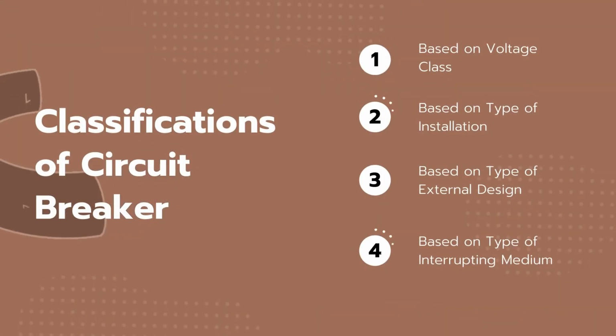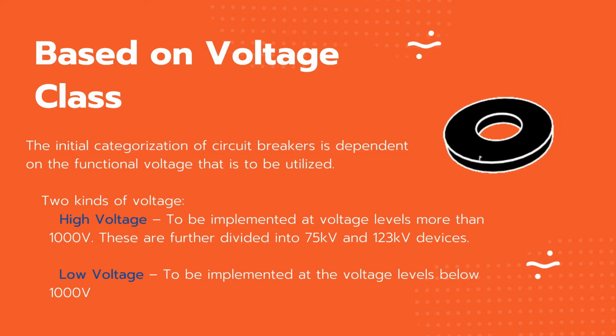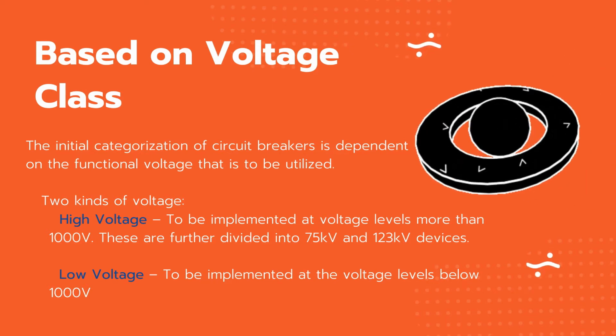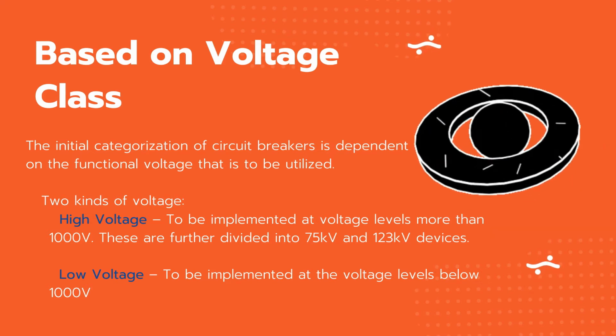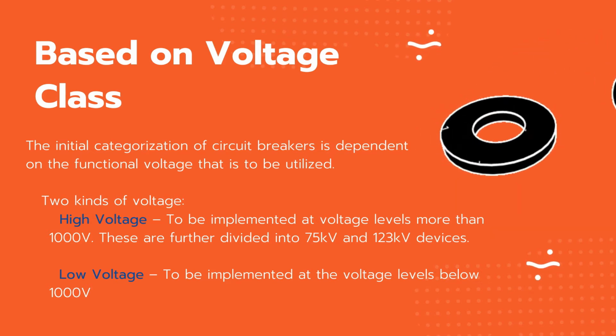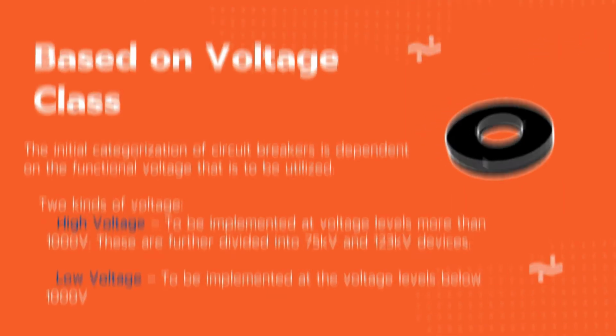Now, what are the classifications of circuit breakers? There are several ways of classifying different circuit breakers. Some of the common criteria are intended voltage applications, with low voltage circuit breakers used at voltages up to 1000 volts, and high voltage circuit breakers used at voltages greater than 1000 volts.